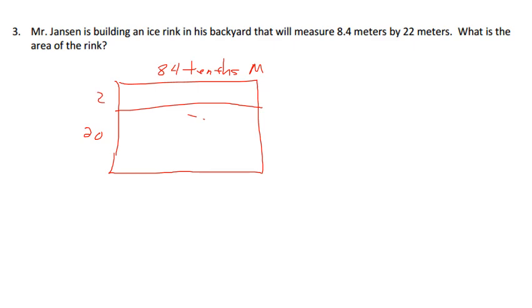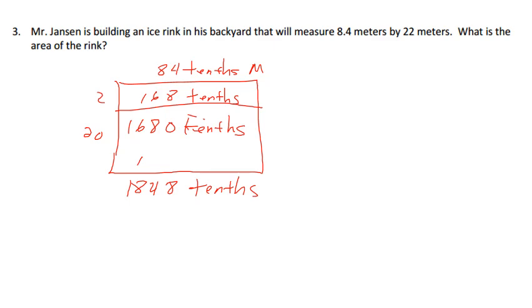So 2 times 84, 2 times 4 is 8, 2 times 8 is 16, and that's tenths. We put our placeholder in there. 2 times 4 would be 8, 2 times 8 would be 16. That isn't tenths. We add them up. We end up with 8, 14, carry our 1. That's going to be 1848 tenths.